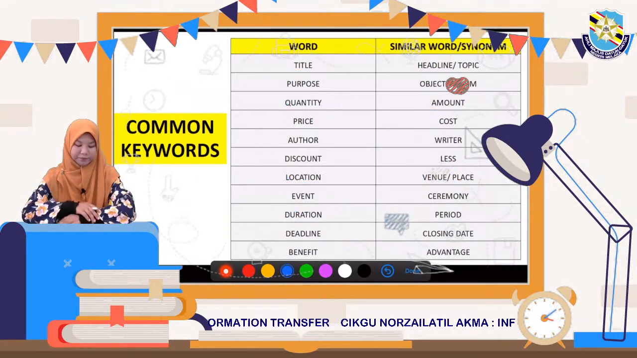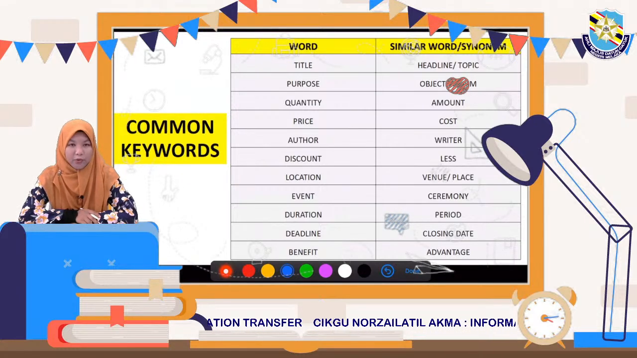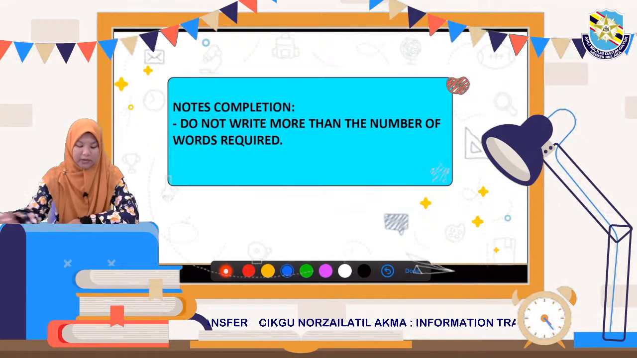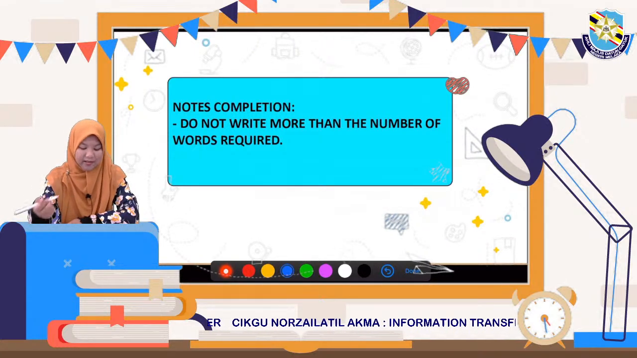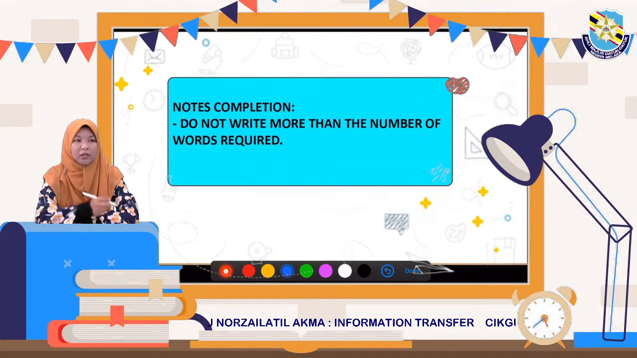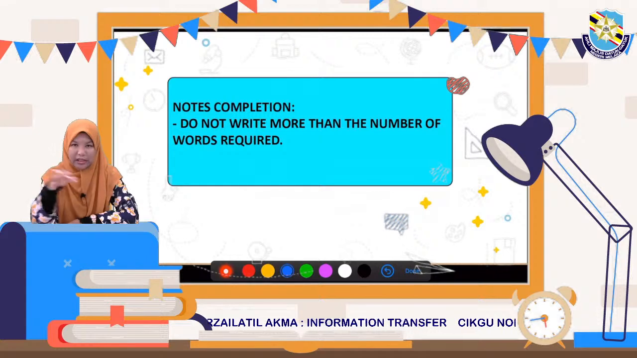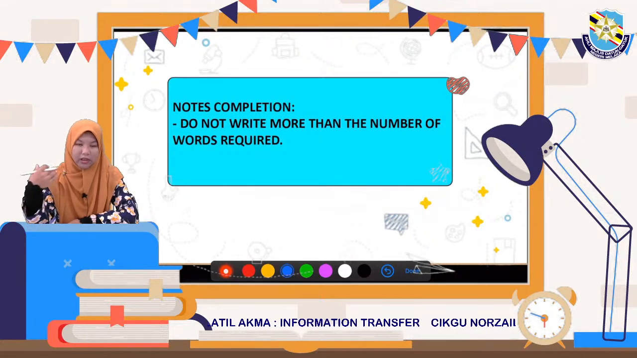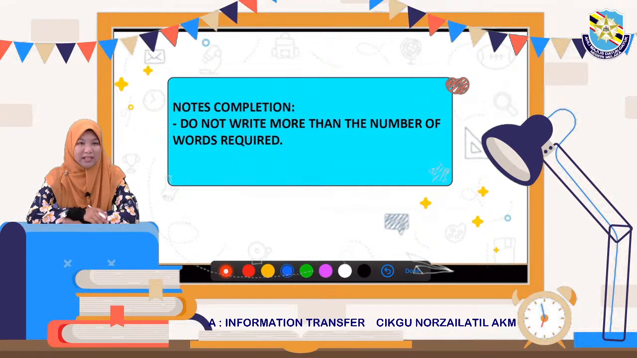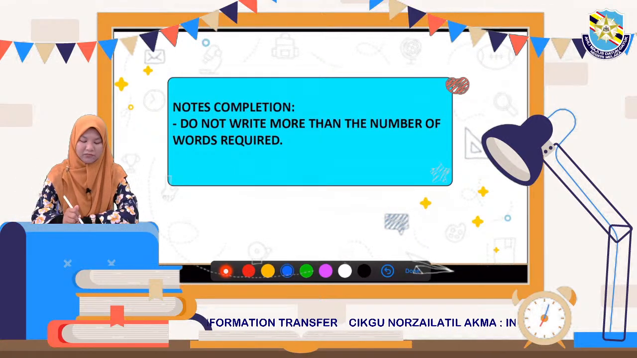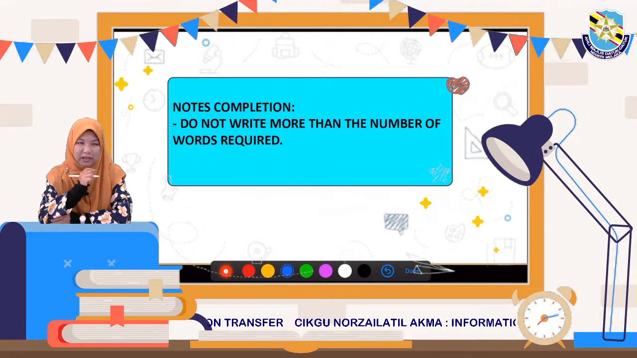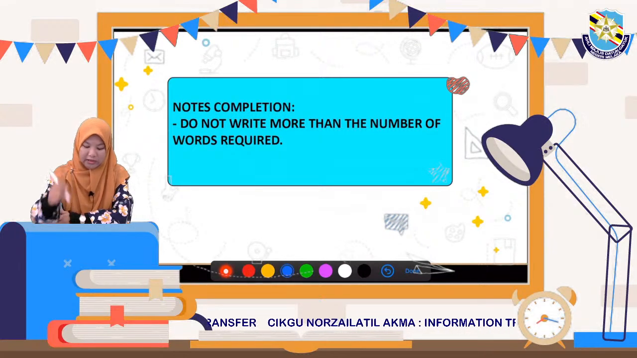Okay, moving on. The second type of task, the various tasks. The second task will be note completion. It is where you need to complete the notes given, maybe in writing form, or complete an email, complete a passage, complete a message. Here, the most crucial thing is that you need to really mind your word limit.